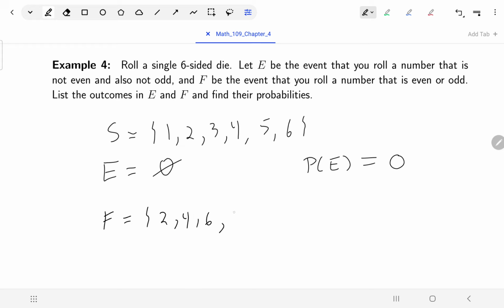And here's all the odd ones, 1, 3, and 5. And then I notice, wait, I've listed everything that's inside the sample space. So when I'm talking about F, really I'm talking about the sample space. So I know that I'm guaranteed, no matter what happens, you will see a number that's even or odd. You'll see something happen. So you are guaranteed that F will occur. Probability of F happening is 1.